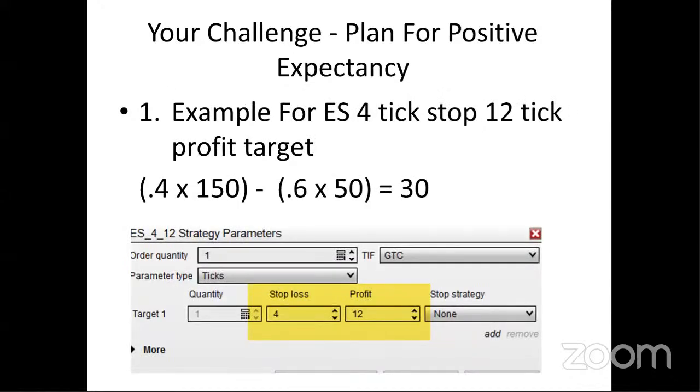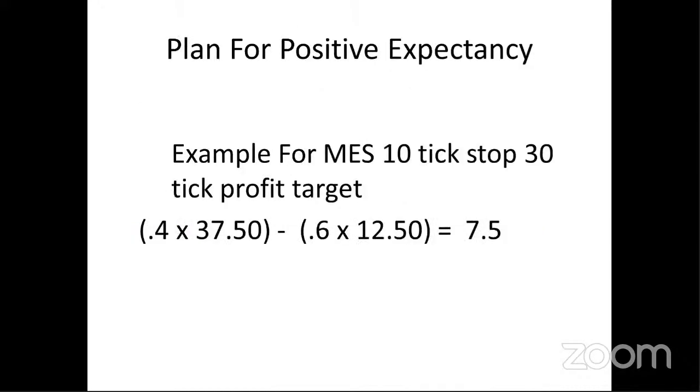All right, so if you want to set that up in NinjaTrader, it's done in your ATM strategy. You just put in a 4-tick stop, 12-tick profit target, save that as your ATM strategy, and make sure to select that ATM strategy before you get into your trade. All right, so here's an example with the MES. 10-tick stop, 30-tick profit target will also give you a positive expectancy.